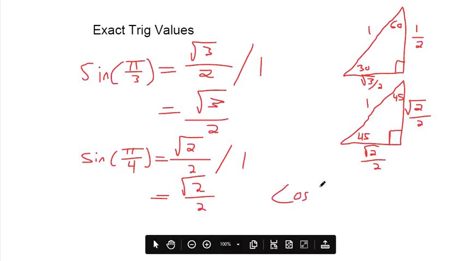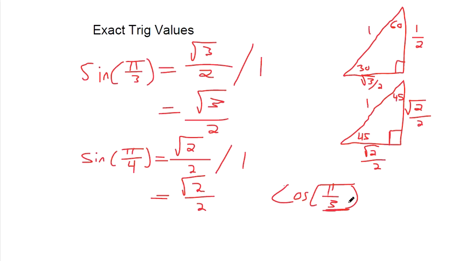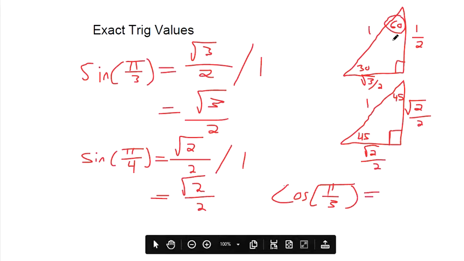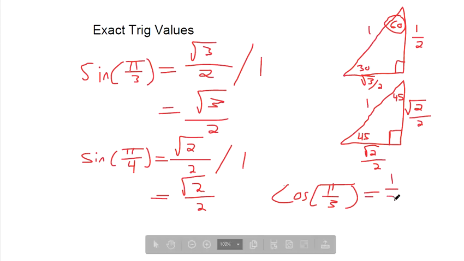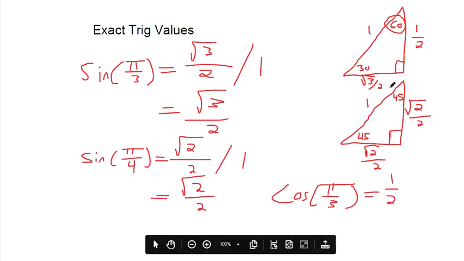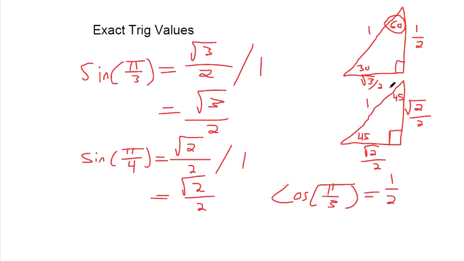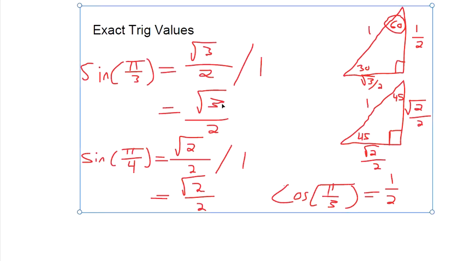Let's do cosine of pi over 3 and find the exact trig value here. We said pi over 3 is a 60-degree angle, so we look from this angle's perspective. Just remember that cosine is the adjacent divided by the hypotenuse. So the adjacent is 1/2, and the hypotenuse is 1. So we divide by 1, so it just makes 1/2. Okay, so these are the basics. I think these are the first types of questions you're going to be asked.